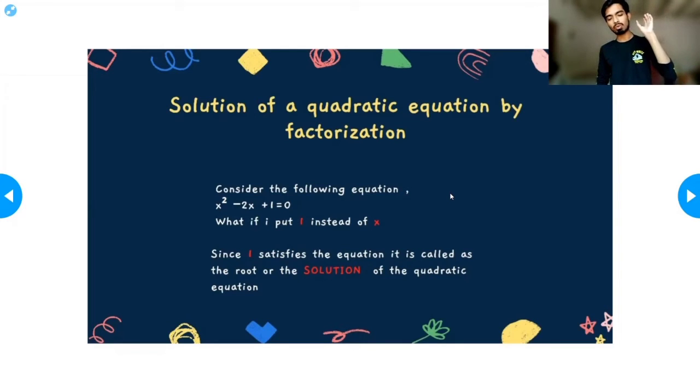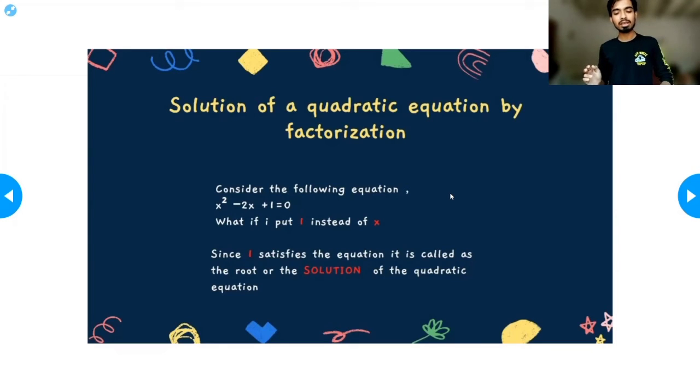We have just looked at the equation, and I assume that if I put the value of x as 1, it comes out to be 1 square minus 2 into 1 plus 1, which is 0. So the left hand side becomes 0, which equals the right hand side, 0. So the equation is satisfied. That's good. So basically 1 is called the solution of the quadratic equation.